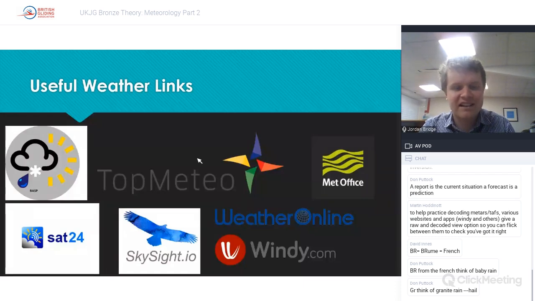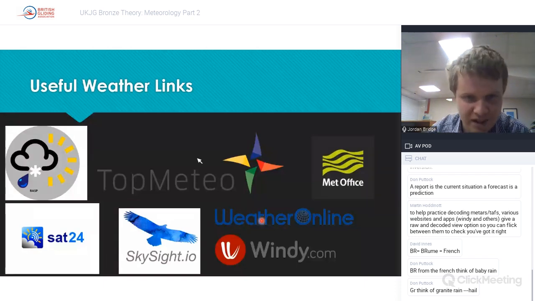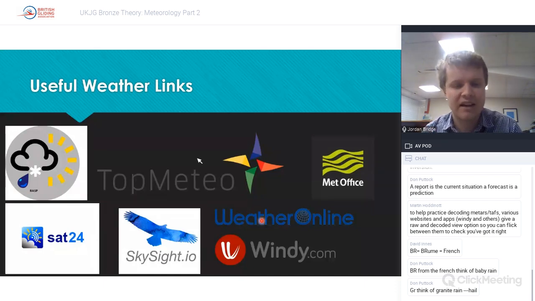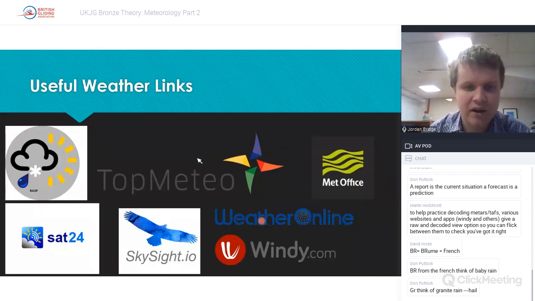Useful weather links for gliding and power flying. I don't support one particular brand here at all. As you can see, they're all about the same size. So RASP, if you want something for free. Top Meteo, it's okay, though the resolution could be slightly better. The Met Office is obviously a good source of information. Sat24 for satellite images. SkySight has taken off really well recently. Again, a subscription, similar to Top Meteo.